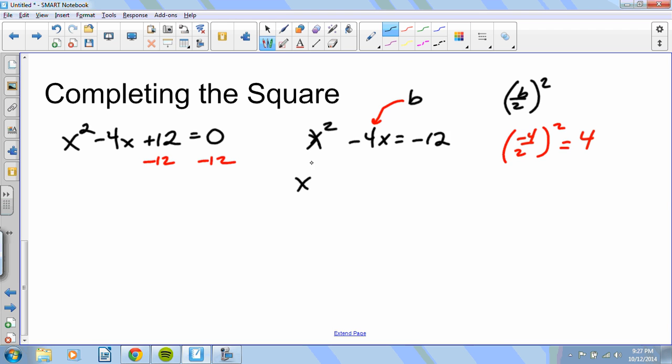So I'm going to have x squared minus 4x plus 4 will equal negative 12, also plus 4. Again, I haven't changed the value of the problem, because I added 4 to the left side and I added 4 to the right side. So the problem itself has not changed. These are the exact same thing. That's the power of equality when we deal with math. So what that gives us on the right is a negative 8.